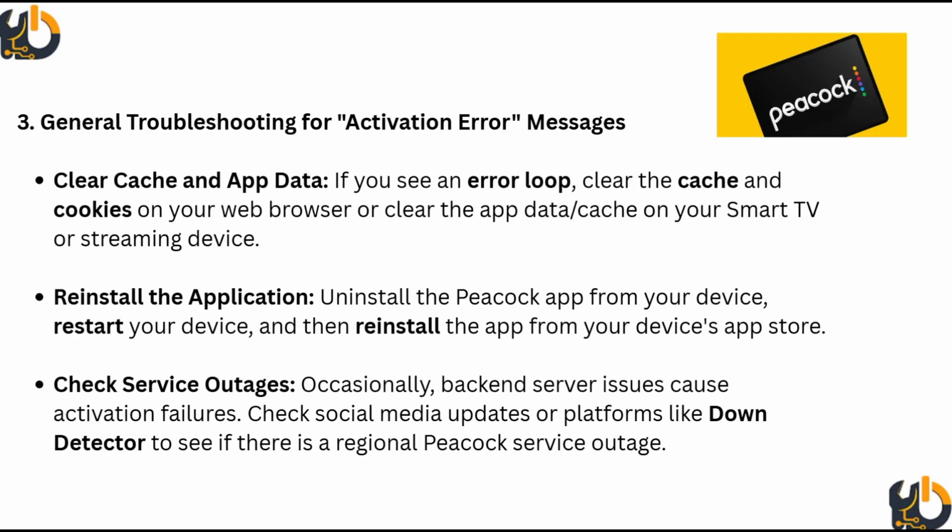Fix 3. General troubleshooting for activation error messages. First is to clear cache and app data. If you see an error loop, clear the cache and cookies on your web browser or clear the app data and cache on your smart TV or streaming device.